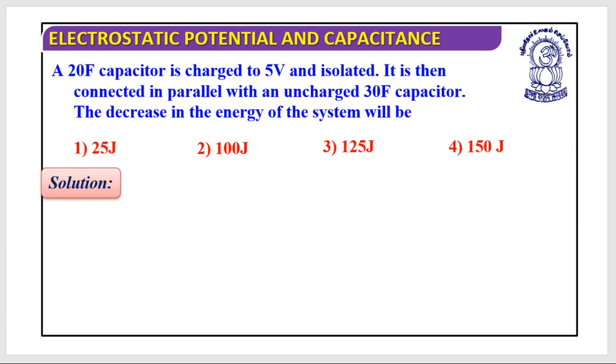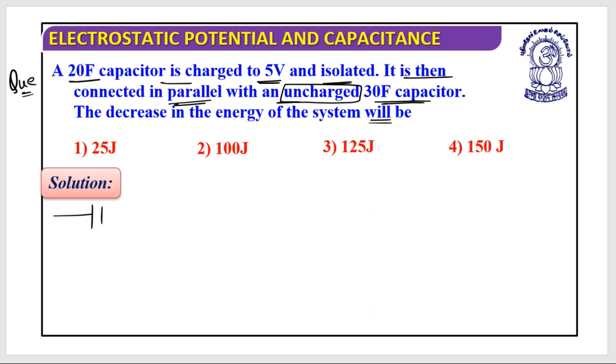What is the data telling me? According to the data, a 20 farad capacitor is charged to 5 volt, and then it is isolated. It is then connected in parallel with an uncharged, look at this word, uncharged 30 farad capacitor. The decrease in the energy of the system will be, so what can you do? What is supposed to be done?